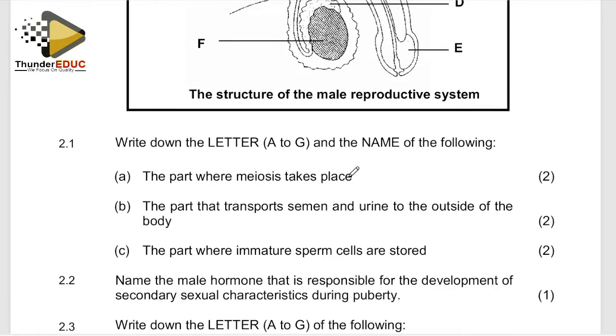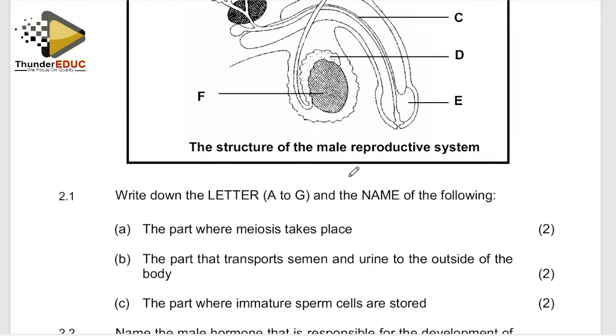So let's look at the questions. Write down the letter and the name of the following part where meiosis takes place. What's the answer? The part where meiosis takes place. It's the testis.